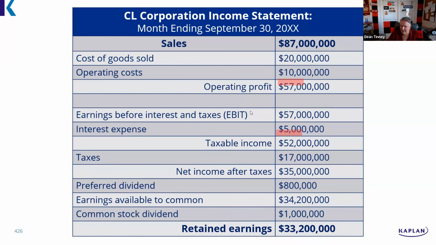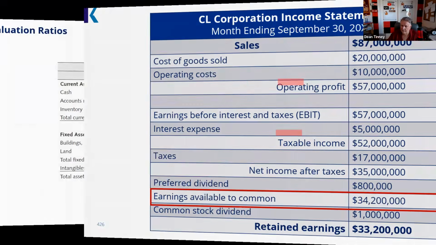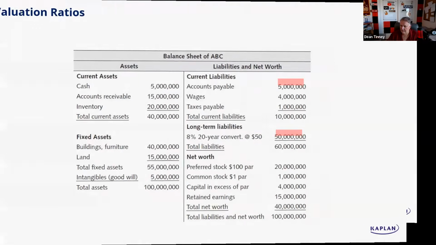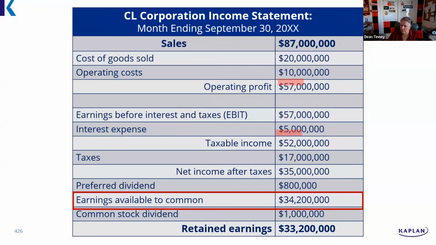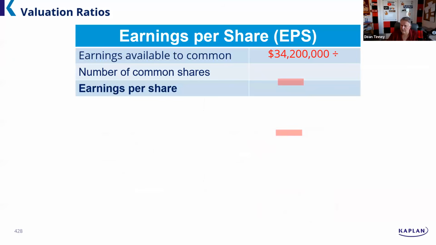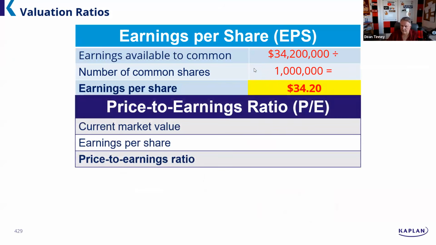And now, based on this, earnings available to common, we can figure out the price to earnings, right? Because we know that we have that available and we have 1 million shares outstanding. So to get our earnings per share, we're just going to take the 34,200,000 and divide by the million, and we find out the earnings per share is 34.20. Now, again, you won't have to do that, but you certainly are going to have to know price to earnings.